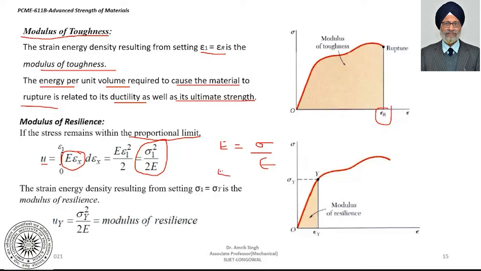So E will be equal to... If you put here, that means the modulus of resistance, that is strain energy per unit volume, is given by sigma 1 square upon 2E. It is in the case of the axially loaded unit. So strain energy density resulting from sigma 1 is equal to sigma y is the modulus of resistance. So this is the definition.